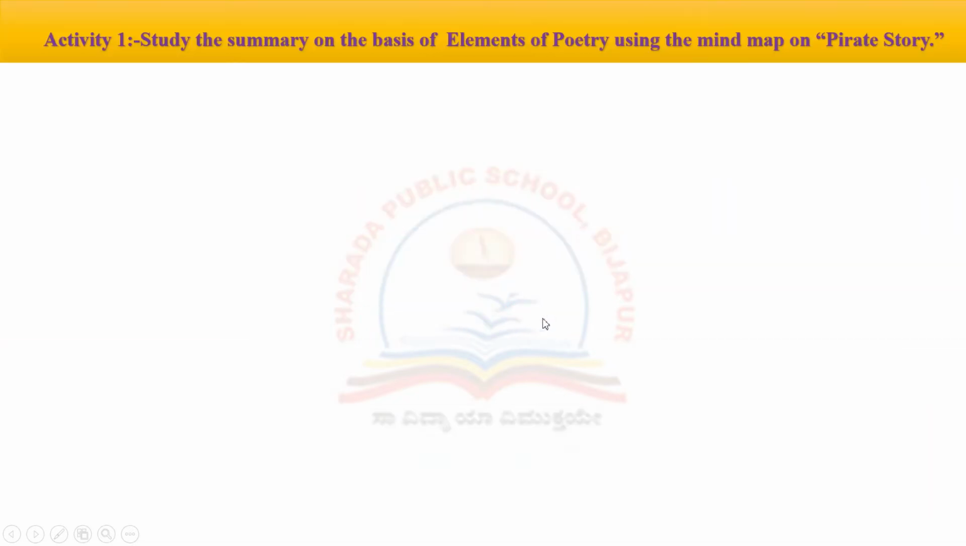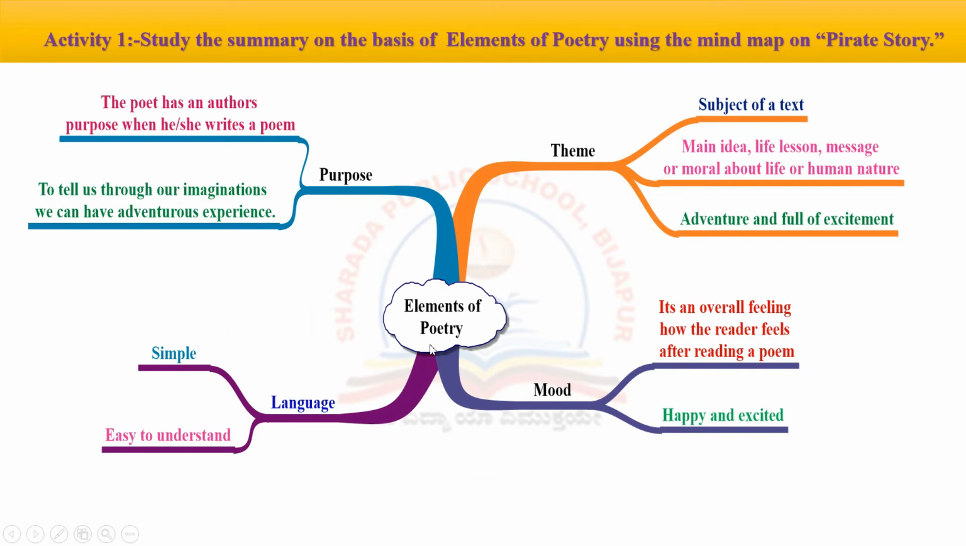Let's begin. Activity 1. Study the summary on the basis of elements of poetry using the mind map on Pirate Story. Elements of poetry are theme, mood, purpose, and language. Theme is the subject of a text. It is the main idea, life lesson, message, or moral about life or human nature. Adventure and full of excitement is the theme of our poem.